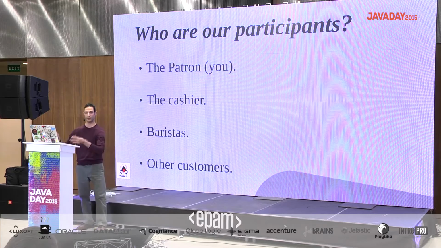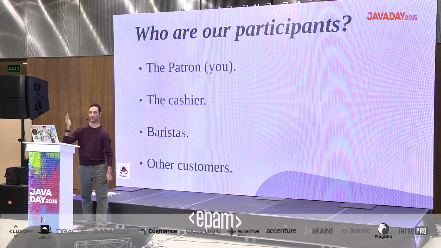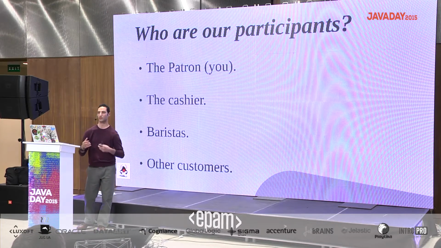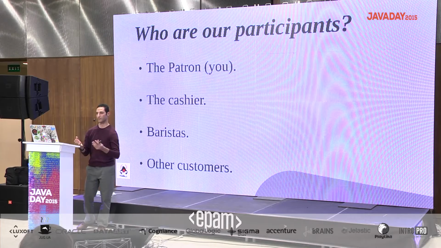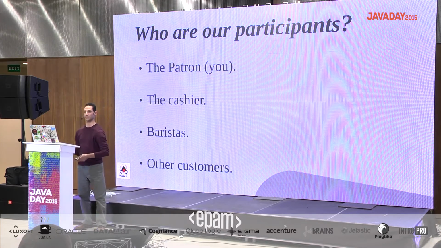From the coffee shop point of view, you will find the cashier and barista, the people who are interacting with the external system, which is the patron, which is you. So you have to figure out all of these participants. All of them will interact with your system in the end.